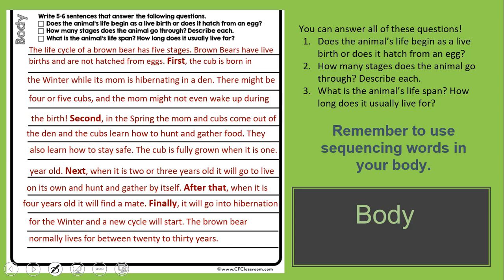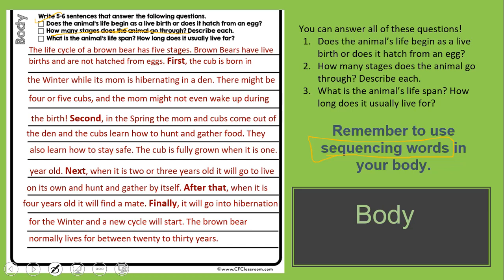So question 1 is, does the animal's life begin as a live birth or does it hatch from an egg? So the first sentence that Miss Julia has here is, the life cycle of a brown bear has 5 stages. So that actually answers the second question, which is how many stages does the animal go through? So we know it's 5. So I'm going to cross that off. We've done that, okay? But it also says describe each. So when we describe each stage, that's when you use your sequencing words, okay? But let's see the second sentence. Brown bears have live births and are not hatched from eggs. So that answers the first one, so I can cross that one off.